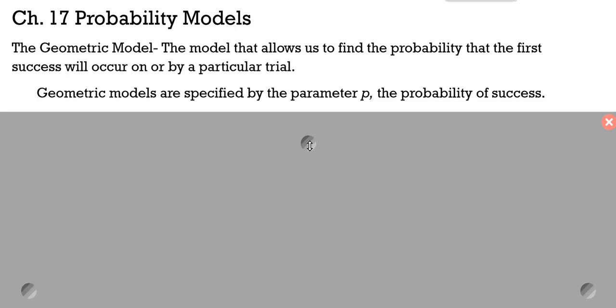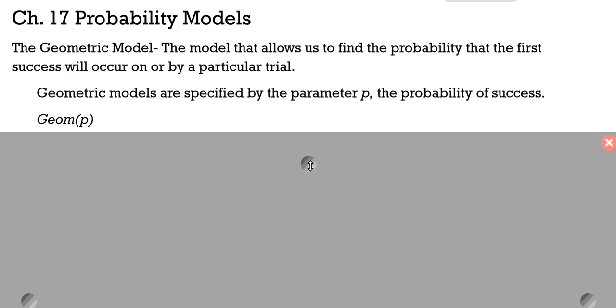We're specified by the parameter p, which is the probability of success. When it's specified by a parameter, that's the same way that when we're talking about the normal model, we have a mean and a standard deviation, and that's how we calculate a z-score. Those are the parameters of the normal model. What information do you need to have in order to use this model is essentially what we're looking at. All we need to know is the probability of success, because it really is pretty basic math.